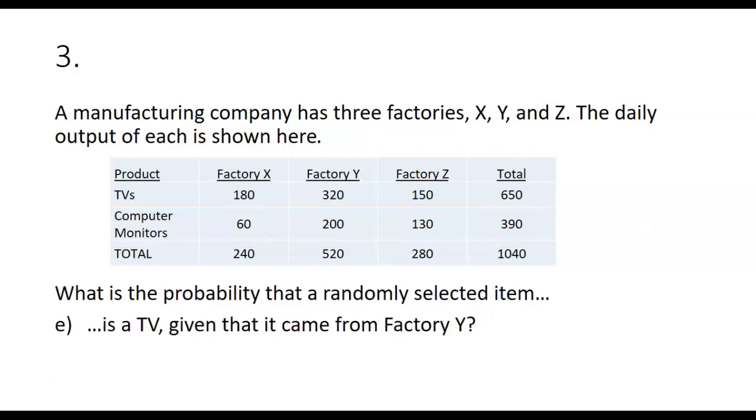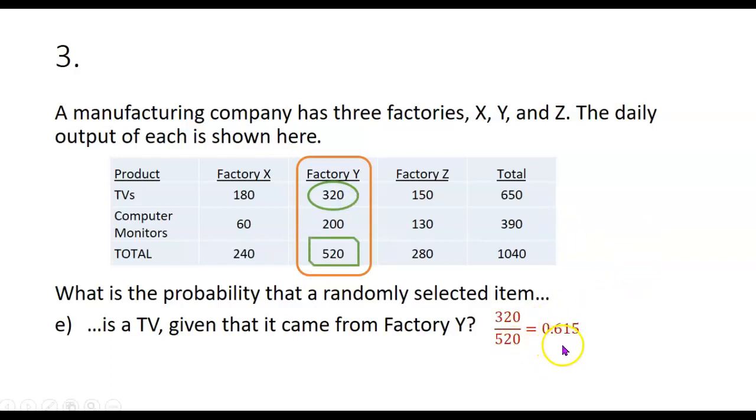What's the probability that a randomly selected item is a TV, given that it came from factory Y? So this is another where the condition is that it came from factory Y. So we're only considering the factory Ys. We're given that it came from factory Y, so we don't need to worry about the ones that didn't come from factory Y. But if we know it came from factory Y, what's the probability that it's a TV? Well, how many ways could that happen? 320. Out of how many in all? 520. So the probability is 320 over 520, or 0.615.